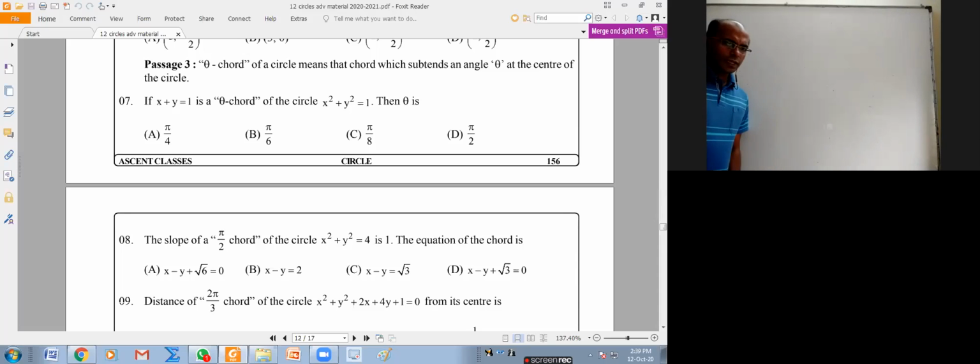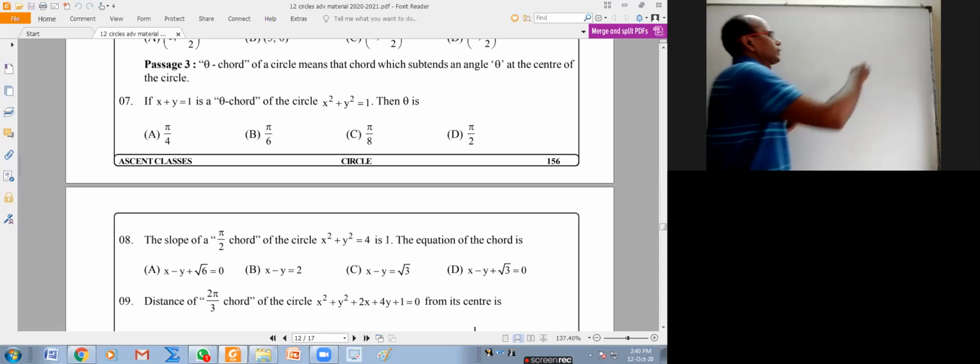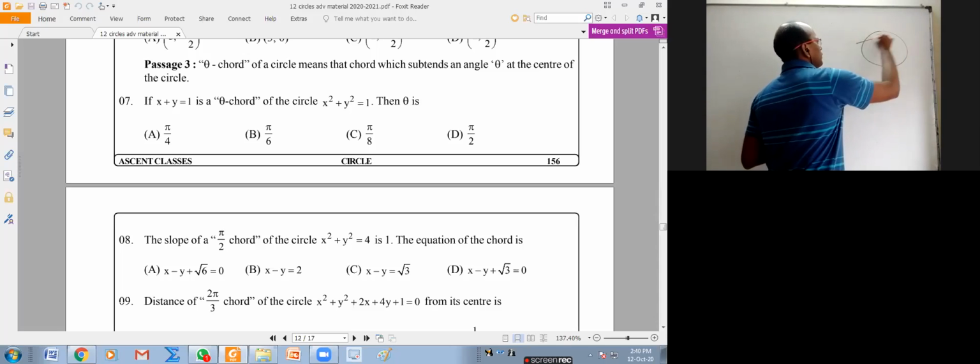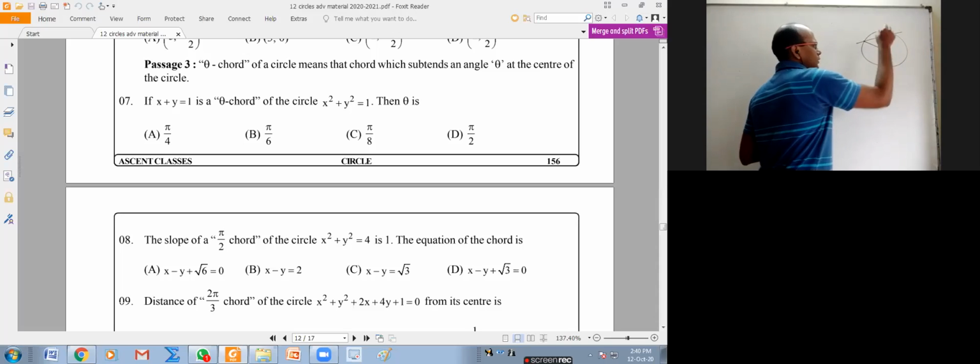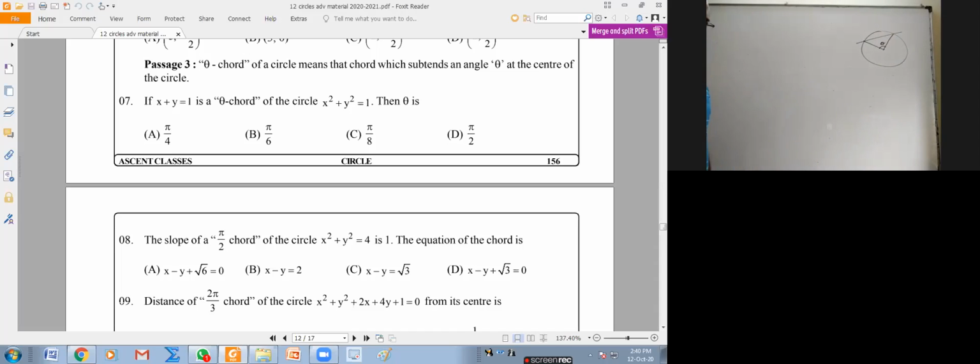Okay, in passage 3, they're defining what is a theta chord. A theta chord of a circle means that chord which subtends an angle theta at the center of the circle. That's all. So we have a circle, and we have a chord that, when you join to the center, if that angle is theta, that is called a theta chord. The seventh one is, they gave the chord and are asking how much angle it is subtending.